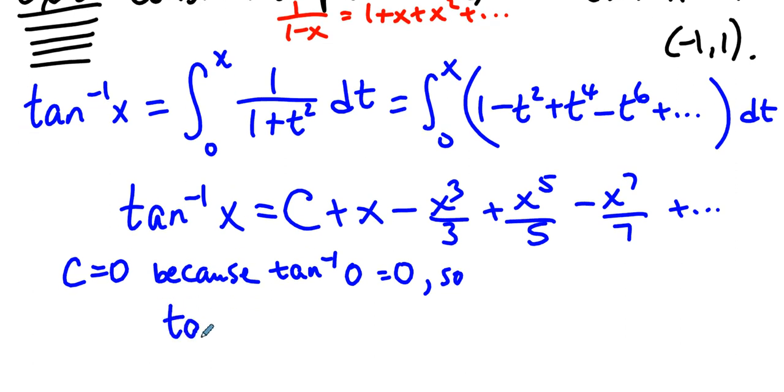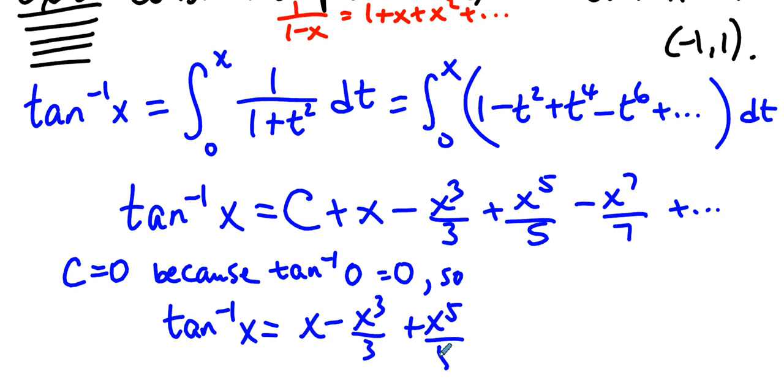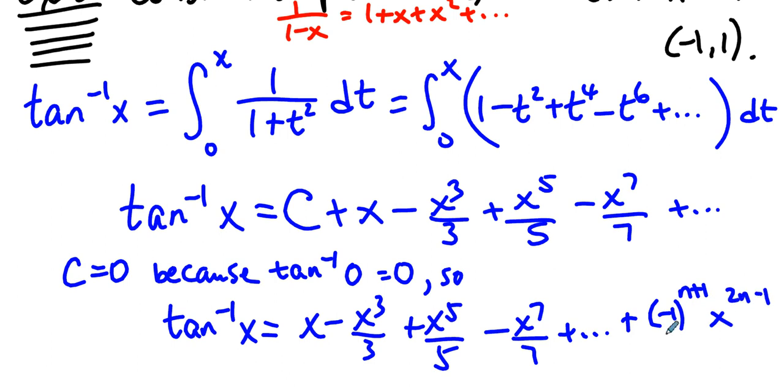So the inverse tan of x is 0 plus x minus x cubed over 3 plus x to the 5th over 5 minus x to the 7th over 7, and it goes. What's the generic term? Well, the generic term is alternating. The powers are all one less than even numbers, and they're divided by, sorry, they're divided by odd numbers, and so on.